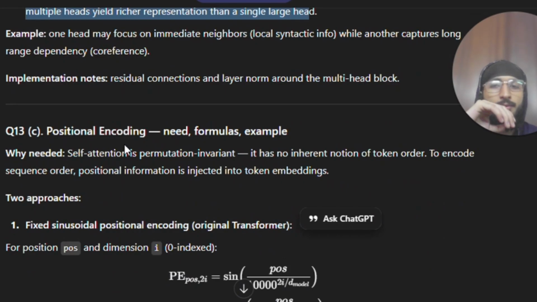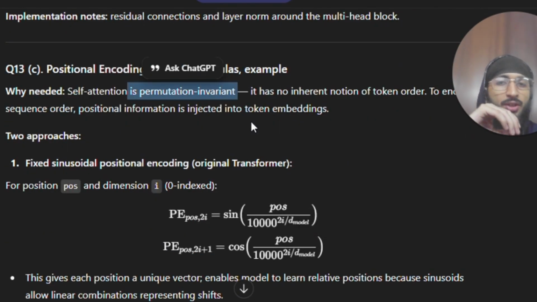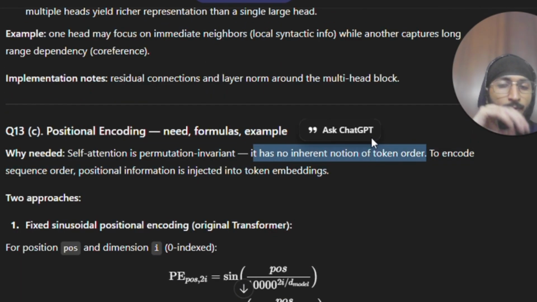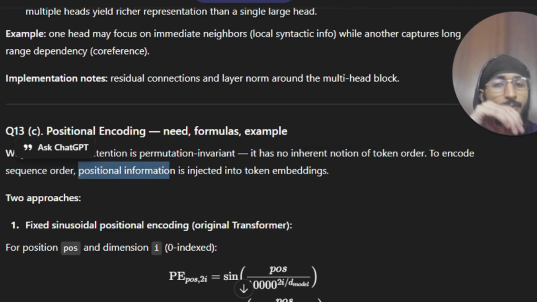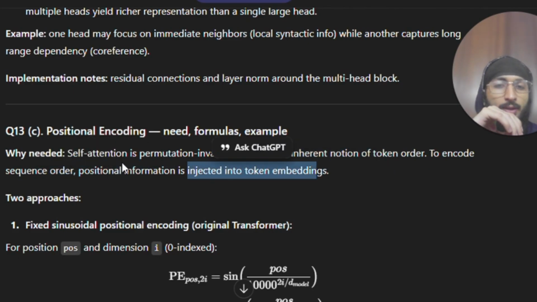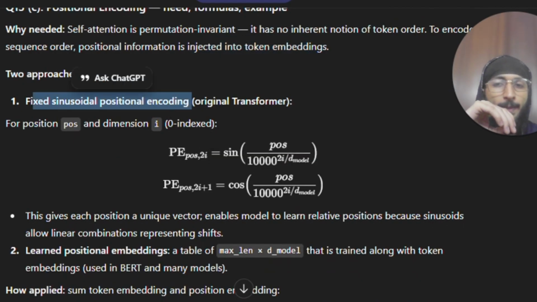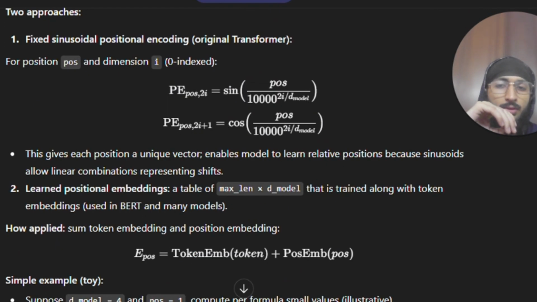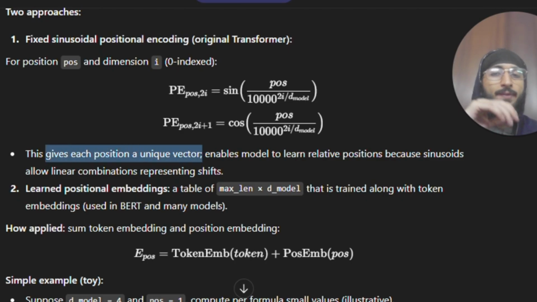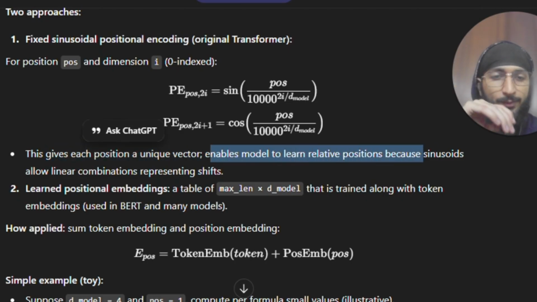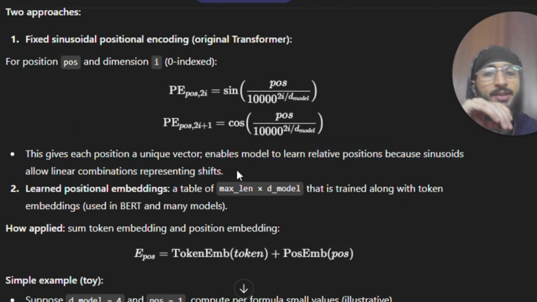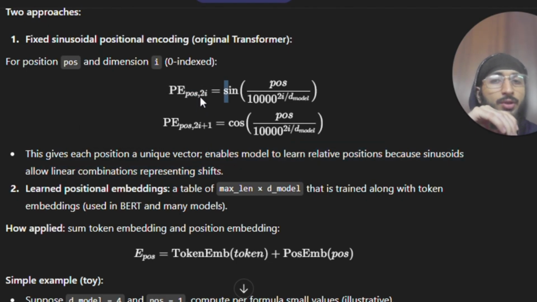Finally, we have positional encoding. So self-attention is permutation invariant. It has no inherent notion of token order. So to encode the sequence order and get positional information, we add positional encoding to token embeddings. So we have fixed sinusoidal positional encoding for position pos and dimension i. This is the formula that I've already discussed in the last video. So this gives each position a unique vector, enabling the model to learn relative positions because sinusoids allow linear combinations representing shifts. We're using sine for the even index 2i and cosine for the odd index.